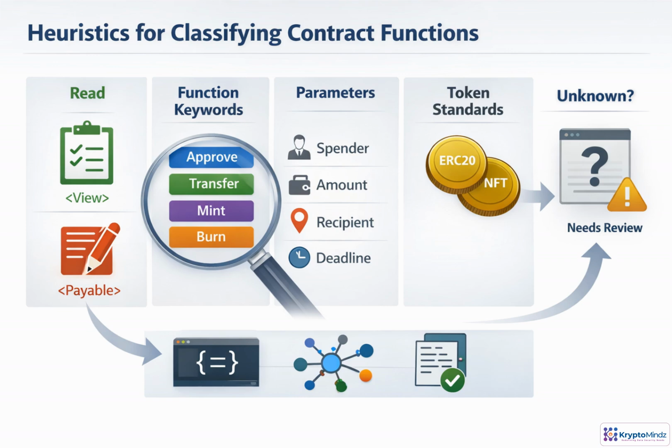Risk classification starts with the cheapest signals. State mutability tells you whether a call is likely read-only, payable, or state-changing. Function names add clues. Approve, transfer, mint, burn, withdraw, borrow, and upgrade often point to higher risk behavior. Parameters add more context, especially spender, recipient, amount, operator, deadline, and to. Finally, compare the function against known standards like ERC20 or NFTs. If the pattern is unfamiliar, label it unknown until source review or simulation confirms intent.